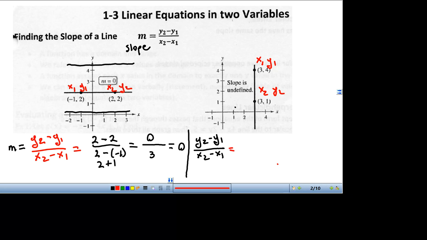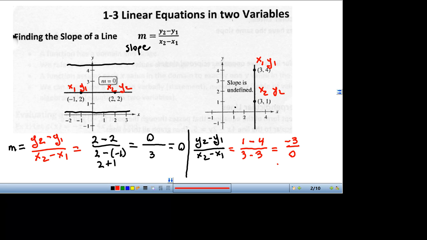And now, plug it in. So 1 minus 4. So I got 1 minus 4. And right here, I've got 3 minus 3. So 1 minus 4, hey, that gives me negative 3. And 3 minus 3, that gives me 0. Oh my God. Here's your problem. You can't divide by 0.